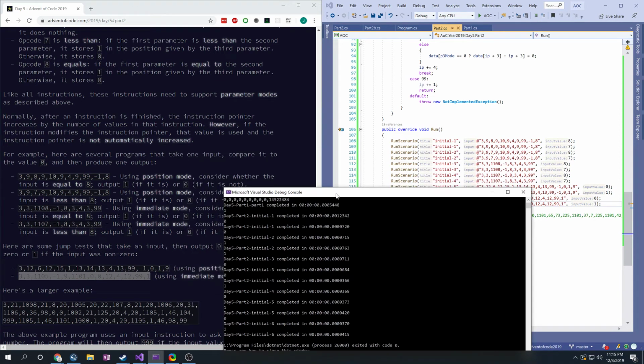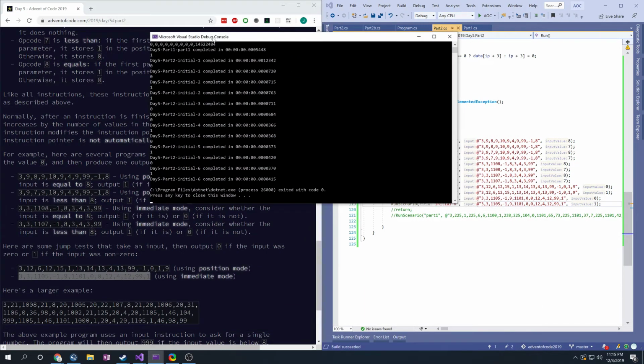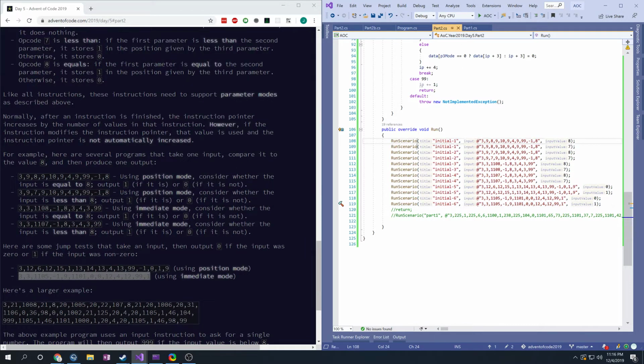Okay. So if it is equal to 8, we're going to go 1, 0. If it is less than 8, we're going to go 0, 1. It should output 0 if the input was 0, or 1 if it was 1. Yep, those all look good. All right.